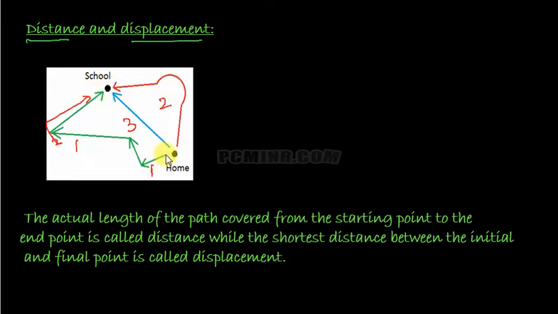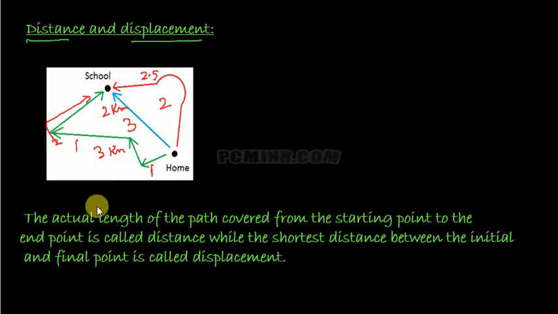So this is path 1, the length might be, say, 3 kilometers, and if you took path 2, the length might be 2.5 kilometers, but the shortest distance between your home and school is actually 2 kilometers. So what is the distance here and what is the displacement?